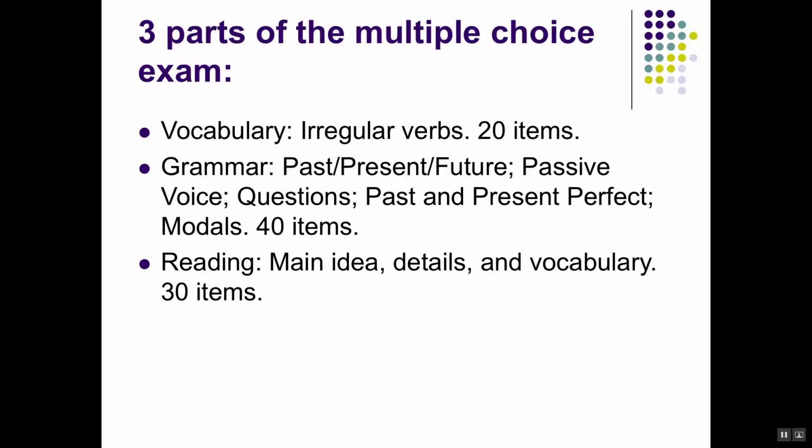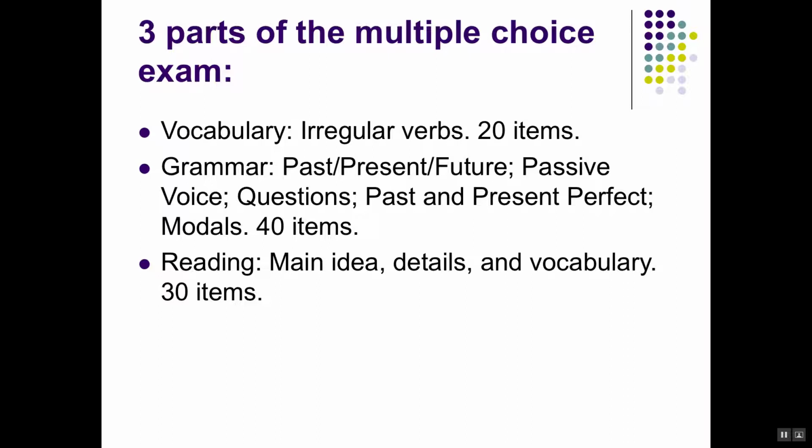There's 3 parts of the multiple choice exam that adds up to 90 points. In addition, there are 10 points of a writing component, and I'll talk about that in a different video. But today, we're just going to focus on the 3 multiple choice parts. They are vocabulary, irregular verbs. There are 20 items for 20 points in the vocabulary section, and they'll cover all the vocabulary that we studied, lists A, B, and C.